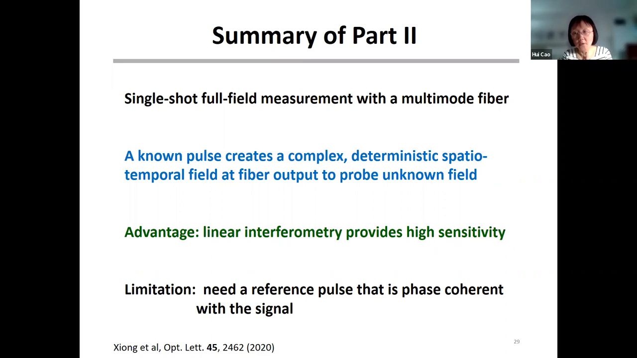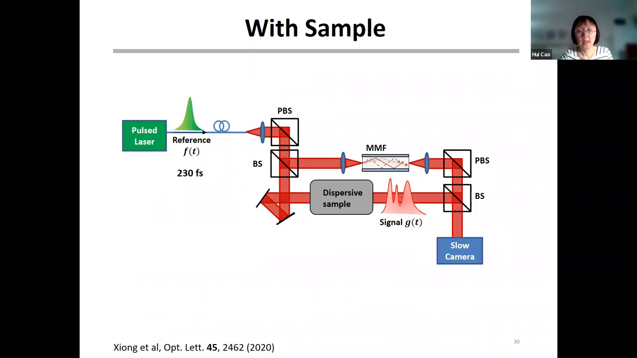But I should be careful to say that we do need a reference pulse, but we do not exactly know the shape. If we don't know it, we can still recover some information. So for example, if I want to recover the response of a sample, and I have a pulse, but I don't know exactly what its spatial temporal field profile, spectral field profile or temporal field profile is, can I still recover the sample response?